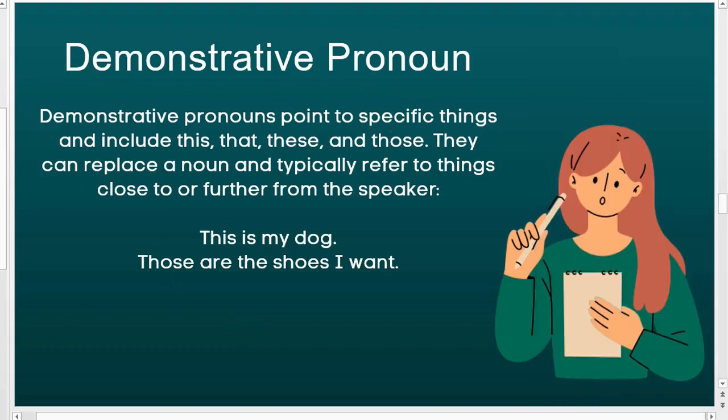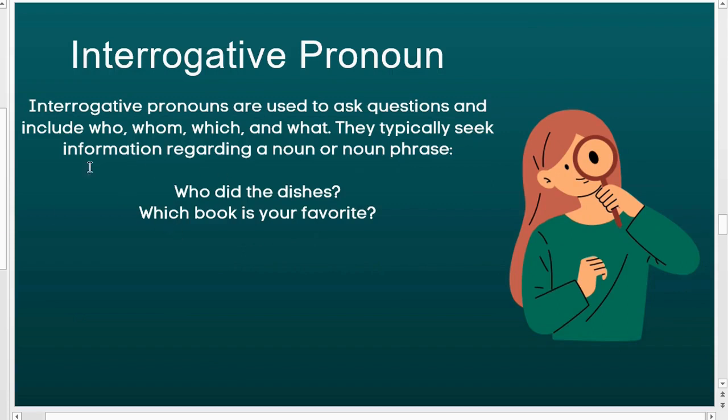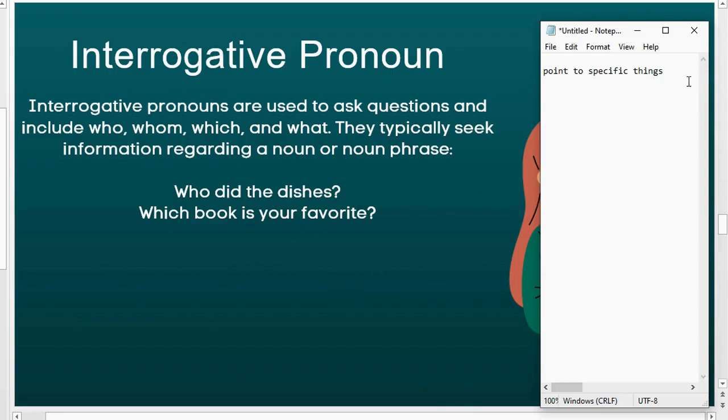Move to the next slide. Interrogative pronoun. If I talk about interrogative pronouns, they ask questions.